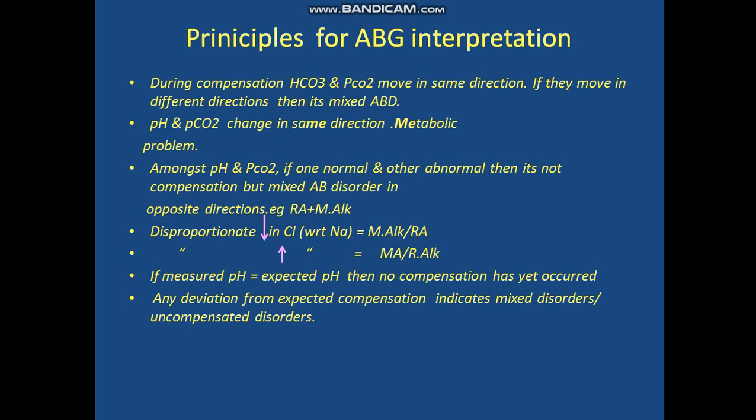pH and PCO2 change in the same direction in cases of metabolic problems. Amongst pH and PCO2, if one is normal and the other is abnormal, then it's not compensation but a mixed acid-base disorder in opposite directions, like respiratory acidosis along with metabolic alkalosis. A disproportionate decrease in chloride with respect to sodium indicates either metabolic alkalosis or respiratory acidosis. Similarly, a disproportionate increase in chloride with respect to sodium indicates metabolic acidosis or respiratory alkalosis.